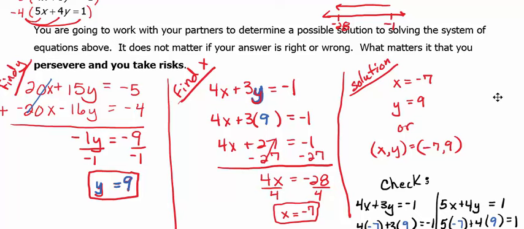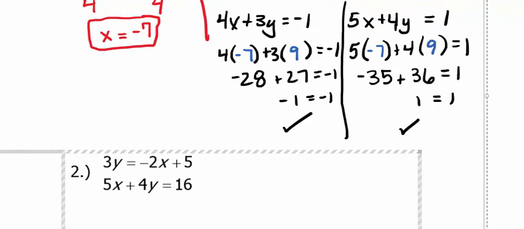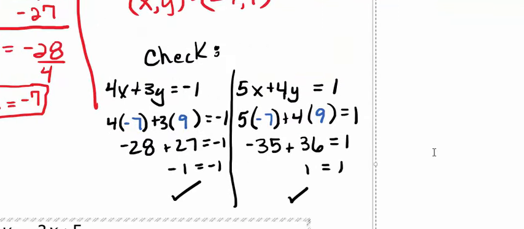So our solution, we said, was negative 7 comma 9. What I did was go through and double check that work. And if you would like to pause the video and just look at my check, you will see though that it does check out. So I know that negative 7 comma 9 is going to satisfy both of these equations.